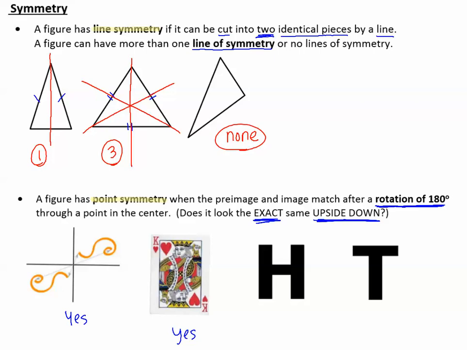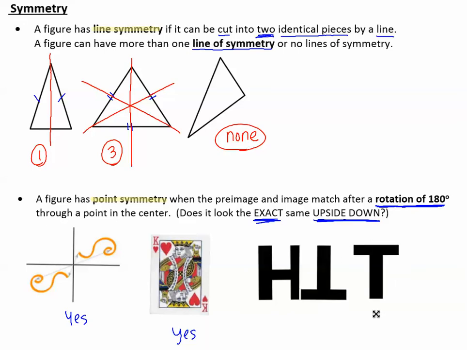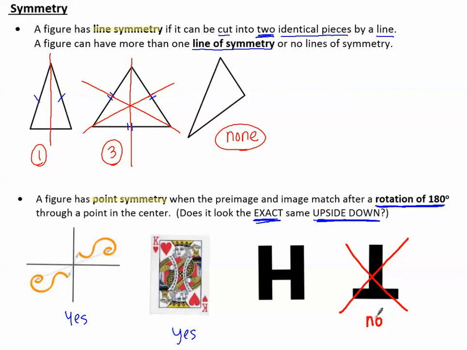Which letters of the alphabet have point symmetry? Does an H? Does a T? Well, let's do our test. Can I rotate it completely upside down? For an H? Yes, I can. An H has point symmetry. How about for a T? If I turn it completely upside down, a 180-degree rotation, it does not have point symmetry. So a T does not have point symmetry, but the H does.